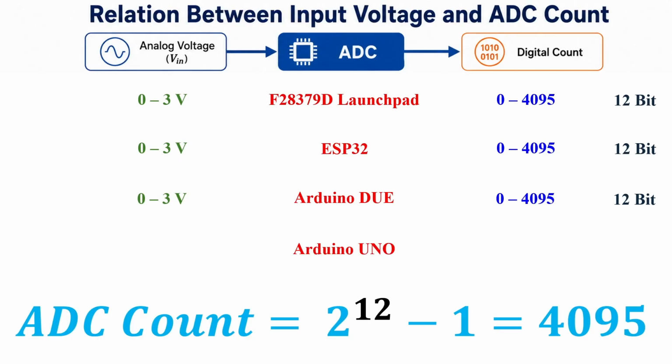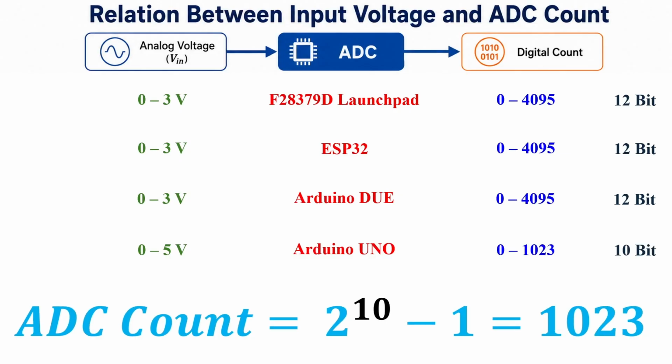But in Arduino Uno, the ADC input voltage range is 0 to 5 volts, and it uses a 10-bit ADC, so the ADC output count range is 0 to 1023. This is because for a 10-bit ADC, the maximum count is 2 power 10 minus 1, which is 1023. From this comparison, one thing is clear. Before applying any analog voltage, we must check the ADC voltage limit of that controller. After that, based on the ADC resolution or simply the ADC bit number, we can know whether the output count will be 0 to 1023 or 0 to 4095.